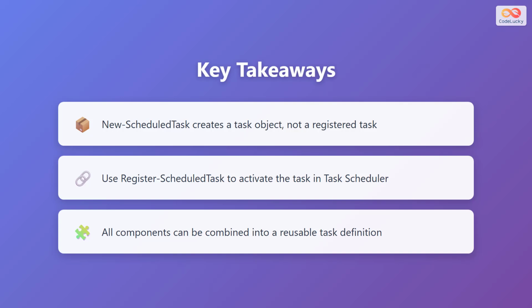Let's review the key takeaways. First, New-ScheduledTask creates a task object, not a registered task. It's just a definition that exists in memory. Second, you must use Register-ScheduledTask to activate the task in Windows Task Scheduler and make it functional. Third, all components like actions, triggers, settings, and principals can be combined into a reusable task definition that you can modify, save, or register as needed. This modular approach gives you flexibility in creating and managing automated tasks in PowerShell.